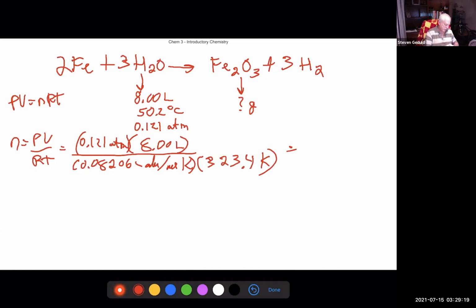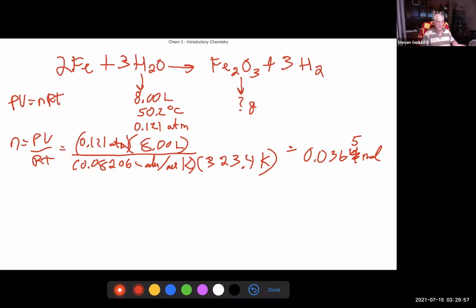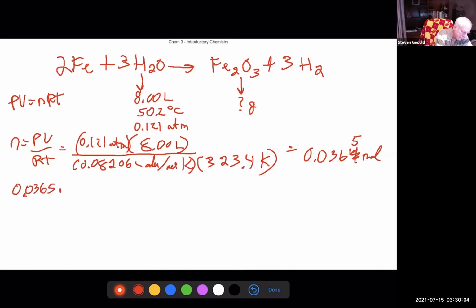So we have 0.121 times 8 divided by 0.08206 divided by 323.4 comes out to 0.0364 the moles of water. Oh, it's 5, sorry. I rounded that off wrong. 0.0365. Okay. So now we got moles. So we got 0.0365 moles of water.